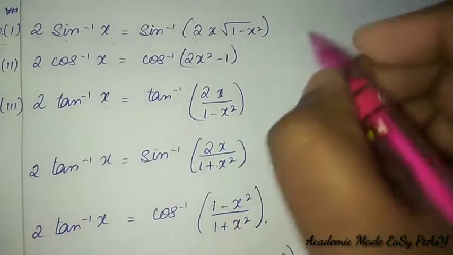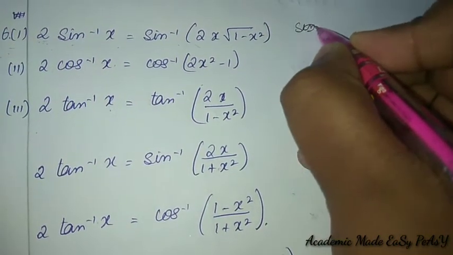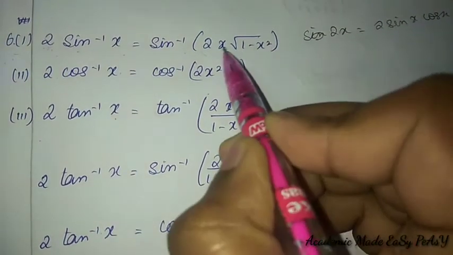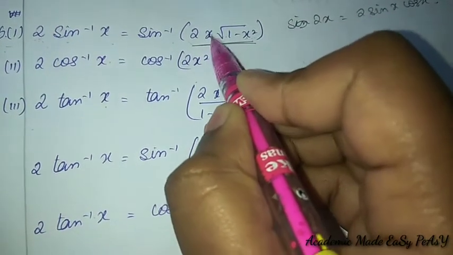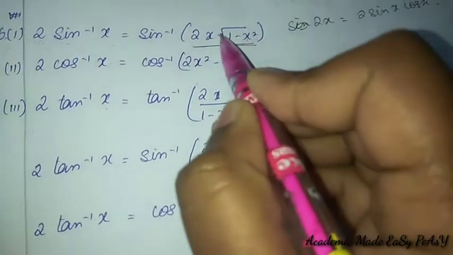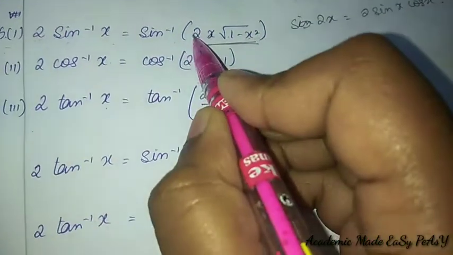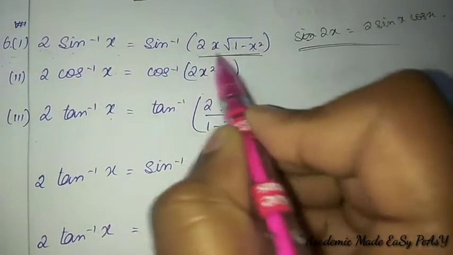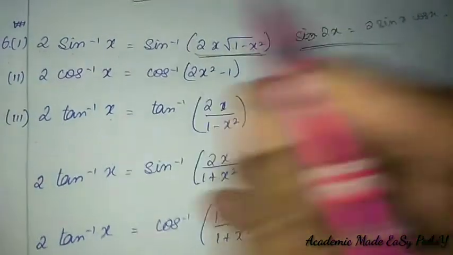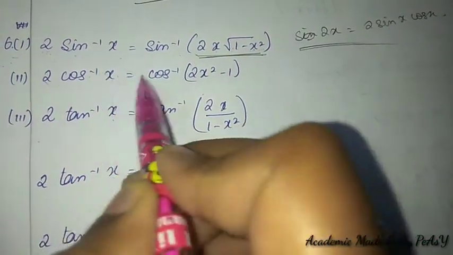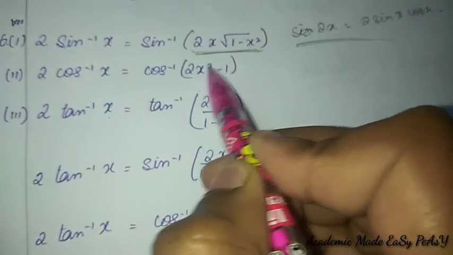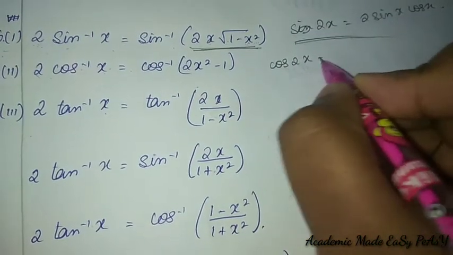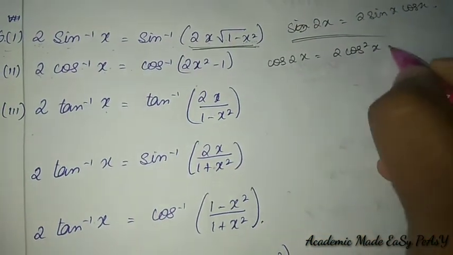Even this is very, very similar to sin 2x. Sin 2x is equal to 2 sin x cos x. So even this is similar, no? So when we take this x as sine, here it will be sine square, no? So root of 1 minus sine square is cos. So it will be 2 sine x and cos x. So this is very similar to this formula. So even this formula is very easy. And here 2 cos inverse of x is equal to cos inverse of 2x square minus 1. So here this formula also: cos 2x is equal to 2 cos square x minus 1.